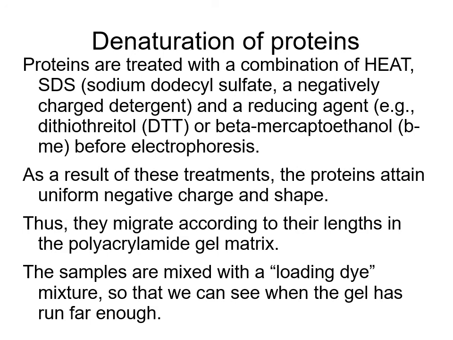Okay, so to denature the proteins, we treat them with a combination of heat and SDS, sodium dodecyl sulfate, which is a negatively charged detergent. We also include a reducing agent, such as dithiothreitol or beta-mercaptoethanol, and those are going to break the disulfide bonds. So as a result of these treatments, the proteins attain uniform charge and shape, and they will migrate according to their sizes in the polyacrylamide gel.